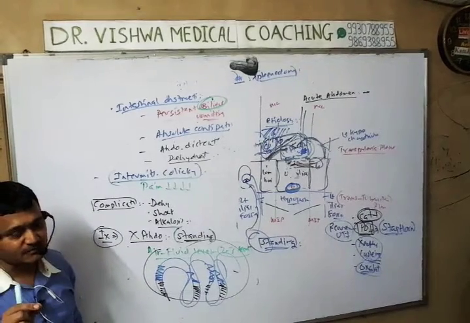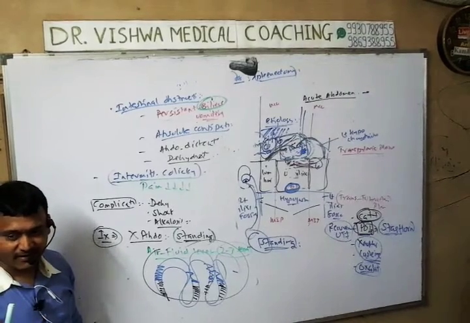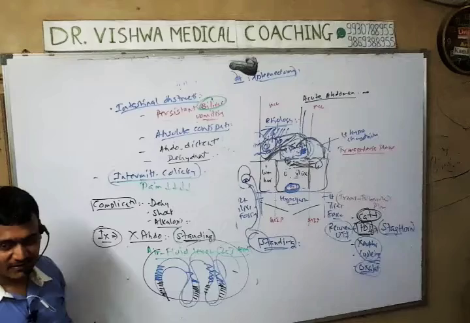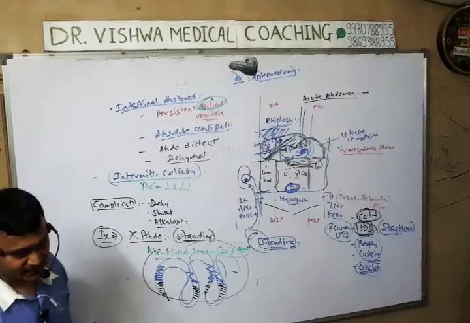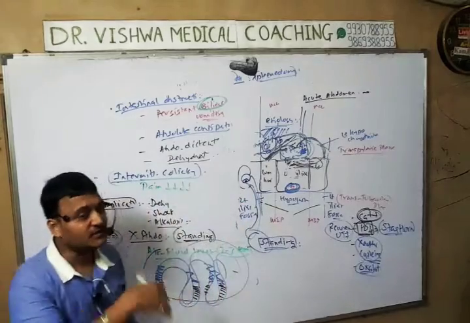There's a special type of stool. They will have red currant jelly stool, something like that, on the fingertip. That's what we can find in that particular case. But usually it is more common in children.